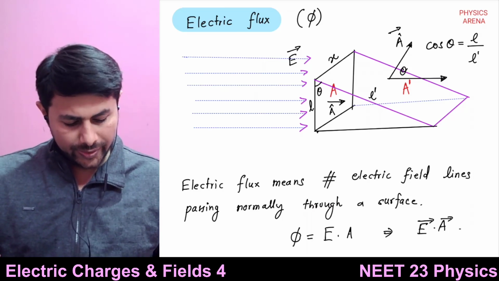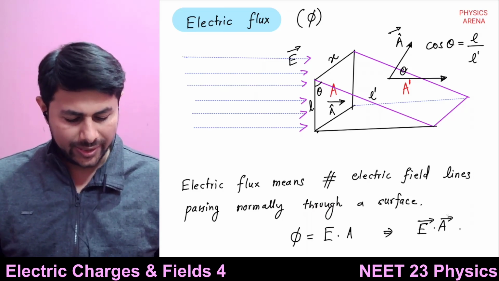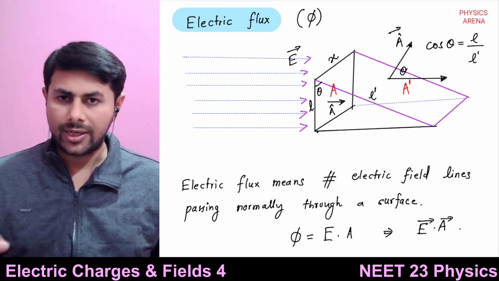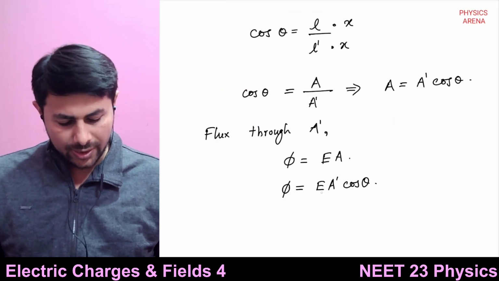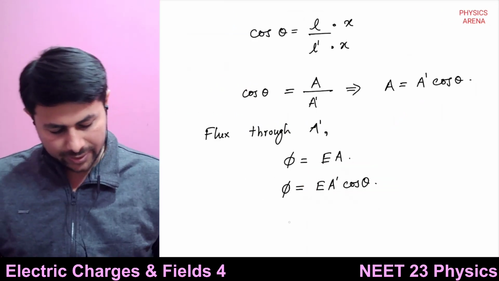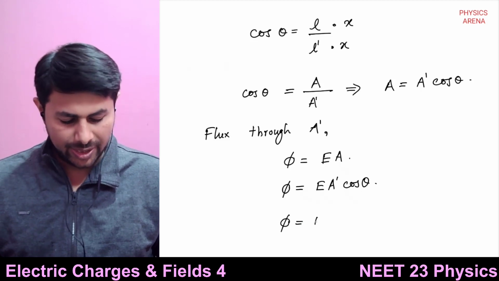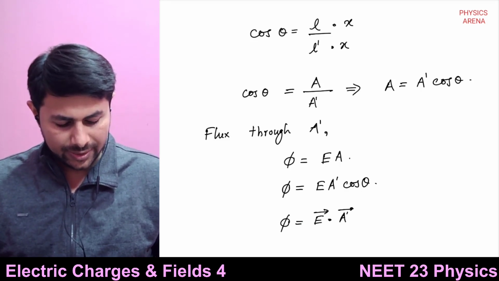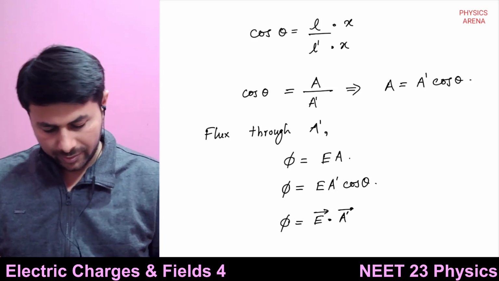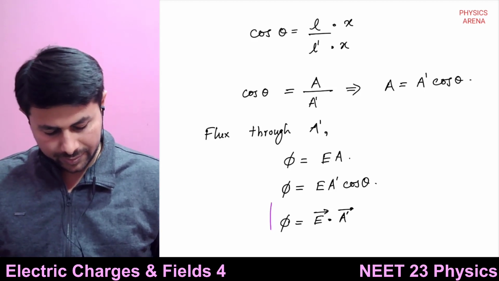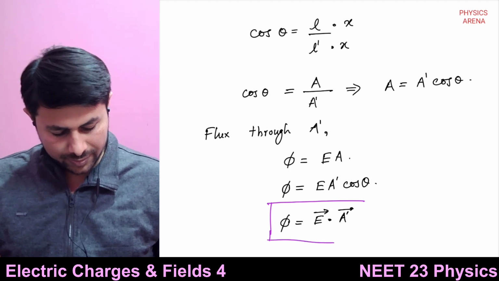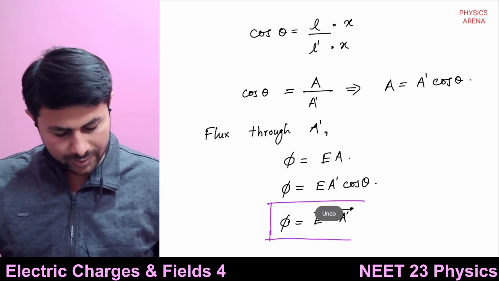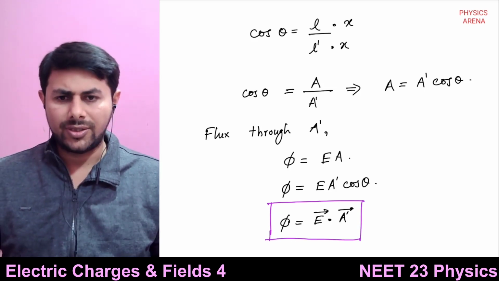Okay, so now that way, if we define the electric flux, it comes out to be like this. So phi can be written as the dot product of E bar and A bar. Got this? Yes, no?